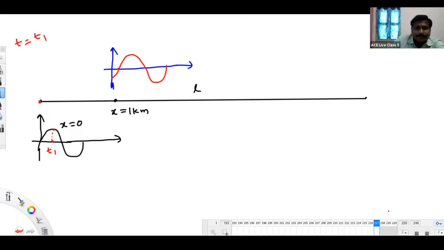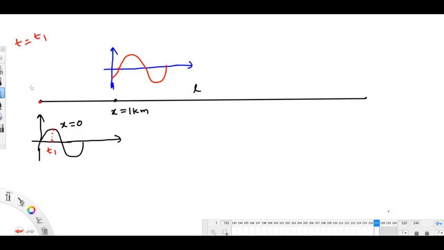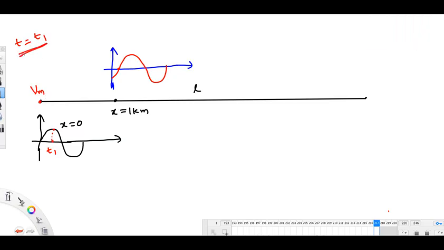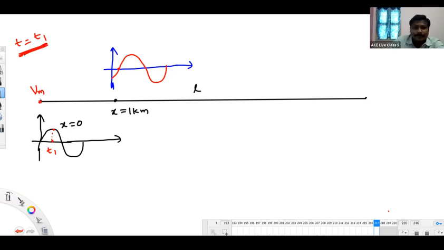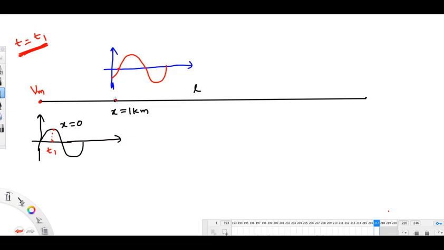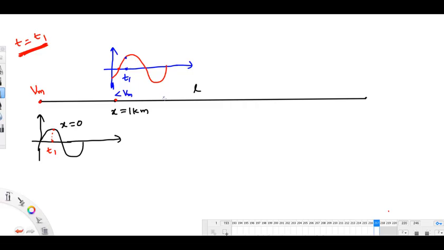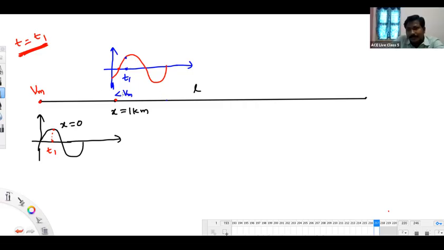What is the voltage here? Here it is maximum, Vm, the maximum instantaneous voltage. I am saying time t equals t1. What is the voltage here? It will be less than Vm, since it is t1 time. And again, if you shift here, it will be even lower than this number.